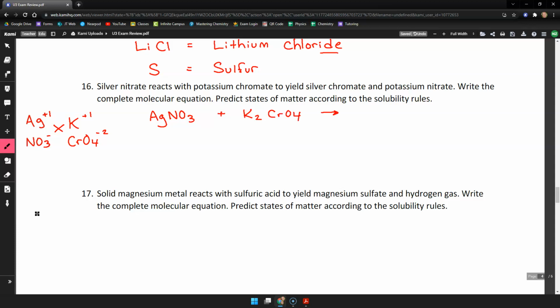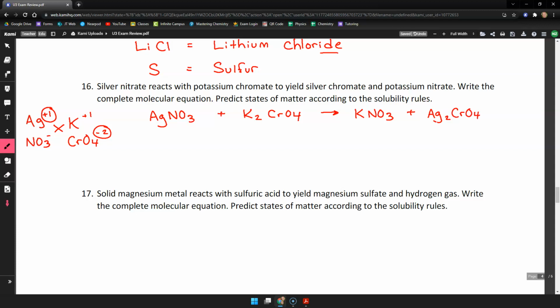And then that's going to yield, so double replacement reaction, we're going to have potassium nitrate. Okay, and then we're going to have silver, Ag. We need 2 of those because silver is a +1 and chromate is a -2, and then CrO4.